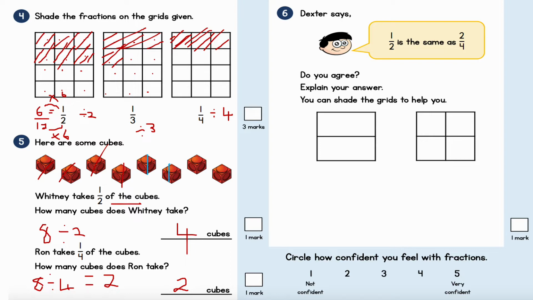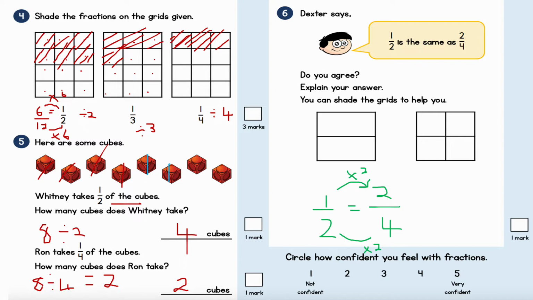This is question number 6, guys. Dexter says a half is the same as 2 over 4, or 2 quarters. Do you agree? Explain your answer. You can shade in the grids to help you. Well, if we look here, guys, we're looking at equivalent fractions. We are introducing the idea of equivalent fractions. I am timesing the top, i.e. the numerator, by 2. Whatever I times the top by, I must times the bottom by the same number.